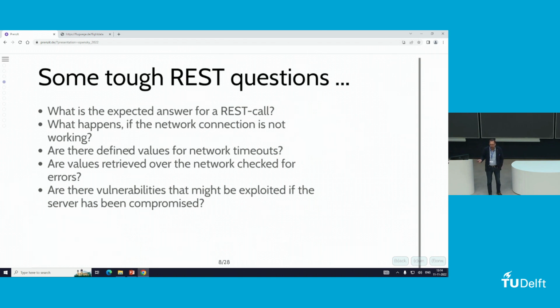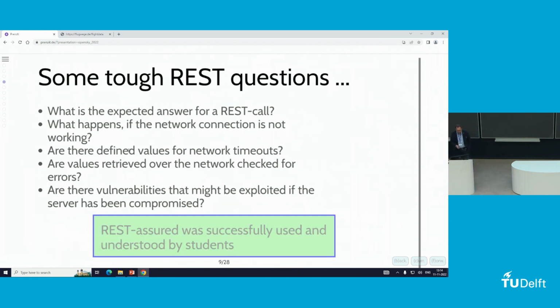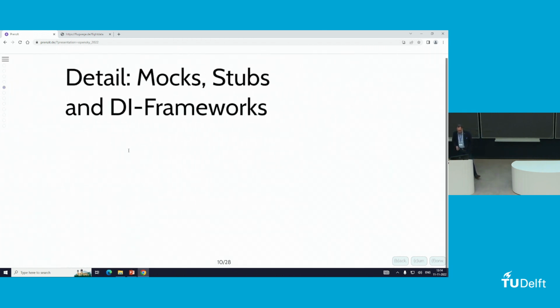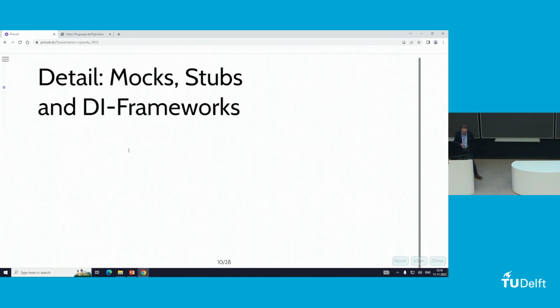Are you going to check it? Who's going to check it? Yeah, you really have to think about these things, and you have to see, well, how do I know if the server has been compromised? So all these tough questions can be partially answered, and REST Assured is a tool that helps you in writing that kind of software. If you want to see a small sample of a REST Assured call, you can look into my paper. It's also freely available.